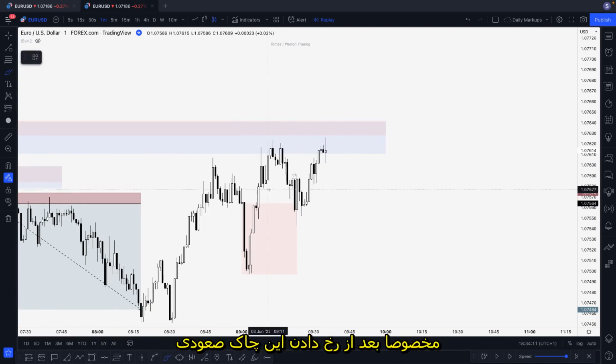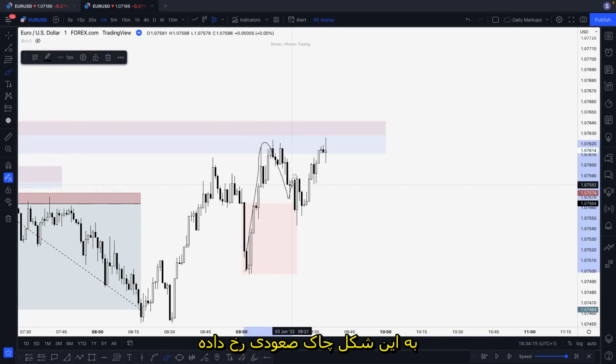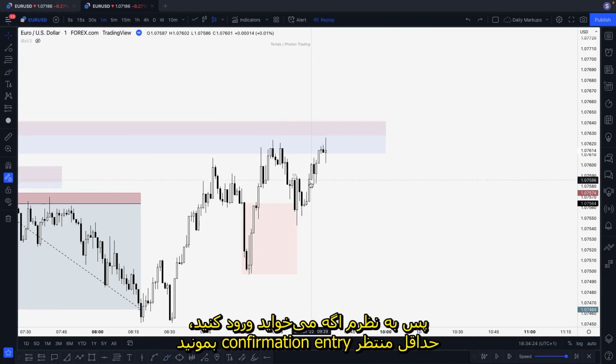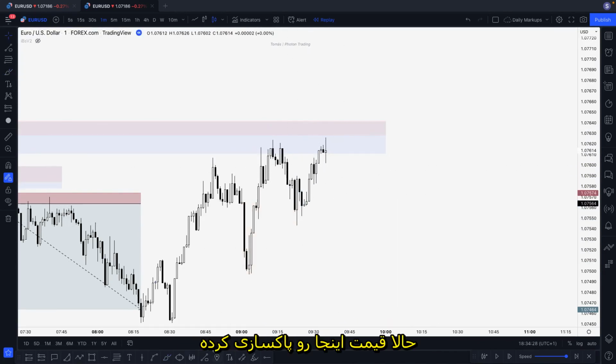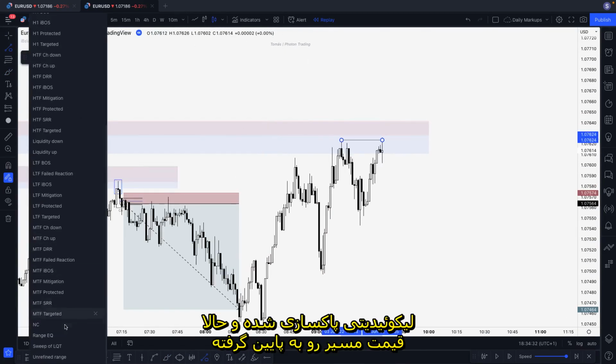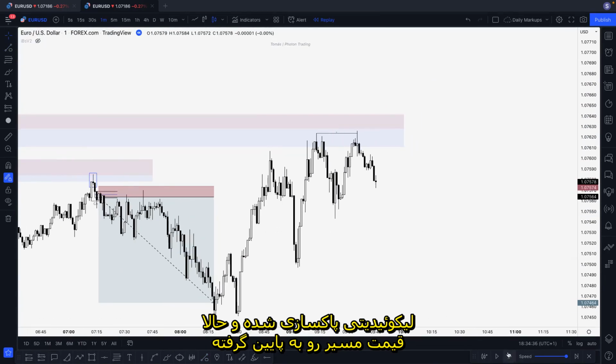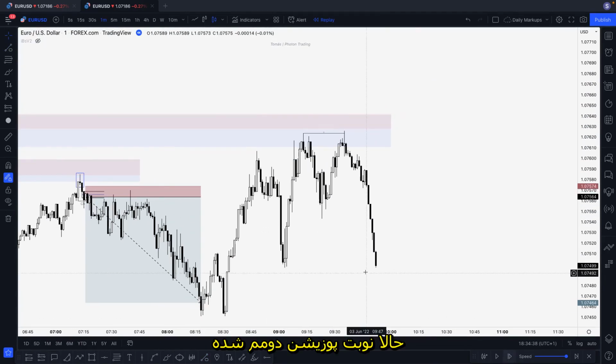Okay, especially after the shock bullish back again, so we have the push up, the push down, price shock bullish in line with this, and now price is continuing to the upside, so at least wait for a confirmation entry. That's just my opinion. Price swept, so we have here the sweep of liquidity, and price continued to the downside, and my second position.